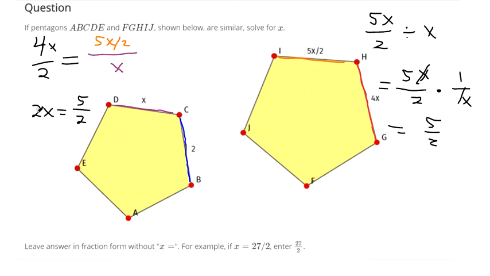And then to finish getting x by itself, we want to multiply both sides by 1/2, or you could say divide both sides by 2. Same thing. But if I multiply both sides by half, I've got 5 over 4 for x. So that's our answer for the variable x.